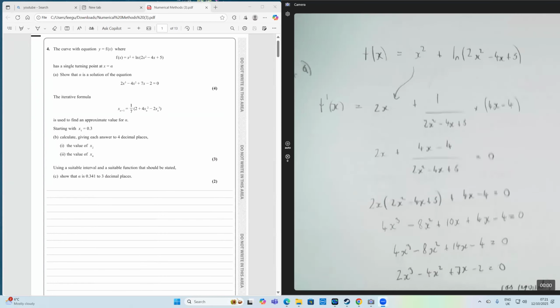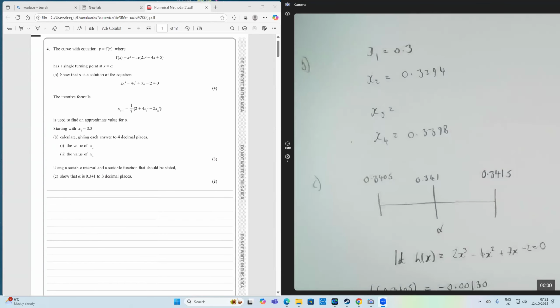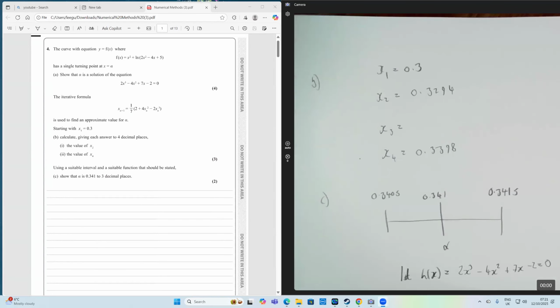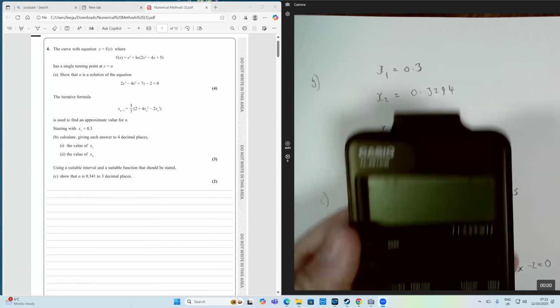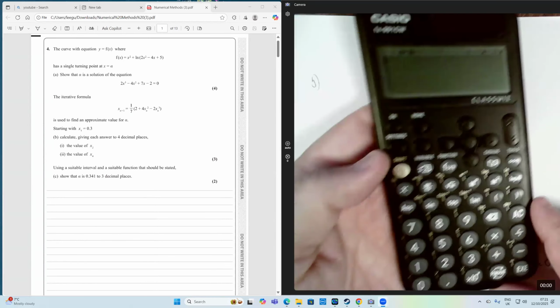Now, part B, it says the iterative formula x n add 1 is equal to 1 over 7, open brackets, 2 add 4 x n squared minus 2 times x n cubed, is used to find an approximate value of alpha. Starting with x1 equals 3, calculate, giving your answer to 4 decimal places, x2 and x3. So this is what I refer to as the spam equals method. So let's have a look at this one.